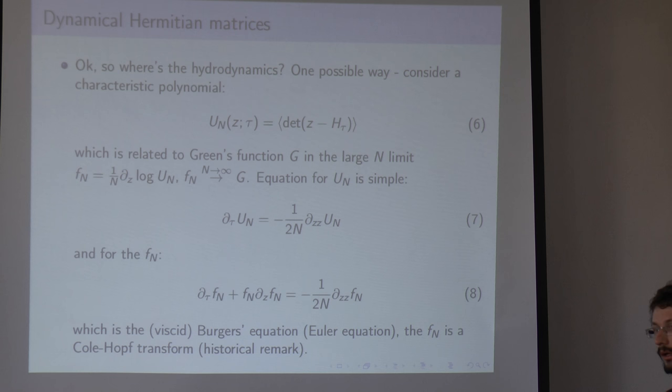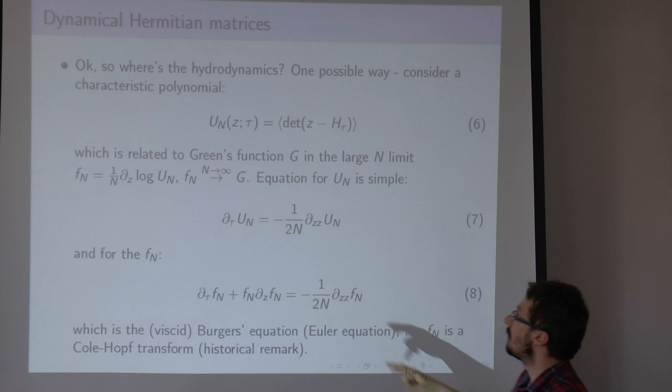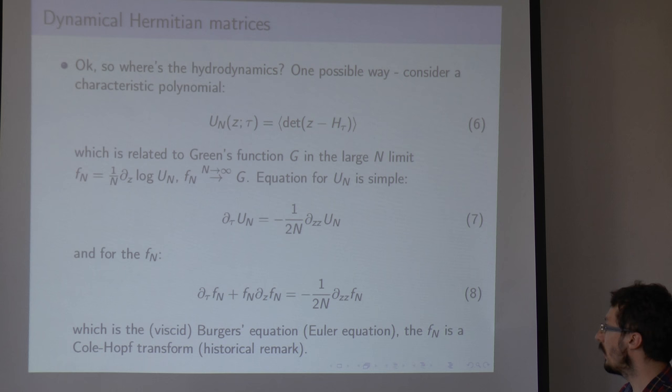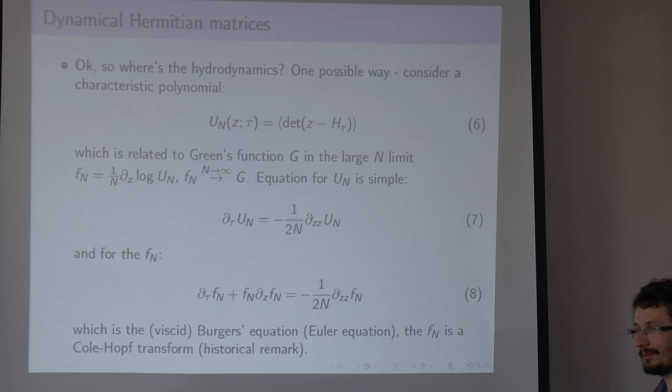Yes, 7 is exact. But 8 requires some correction? No, 8 is also exact, but in the end we take N to infinity to get G, to get the Green's function. Okay. But the important thing is that here we have some kind of Burgers equation, which we then say means we have hydrodynamics. Yes, there are of course many.